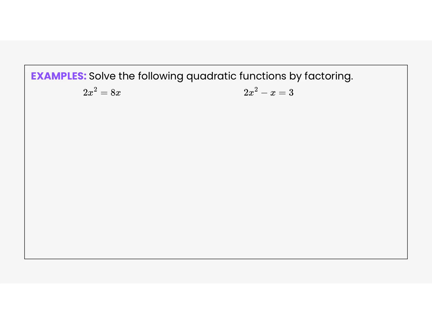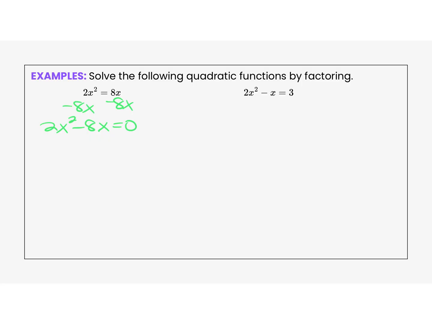All right, these two look a little bit different to start. Remember that anytime we're solving a quadratic, the first thing that we need to do is set them equal to 0. So I'm going to leave my x squared positive just because that's easier. So essentially I'm subtracting 8x from both sides. So I get 2x squared minus 8x equals 0. I want that one side to be 0.